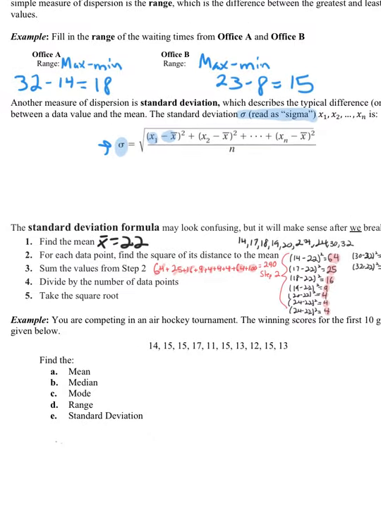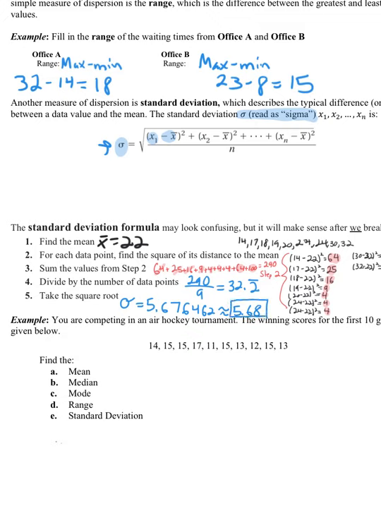Step 4 says divide those by the number of data points. So now I'm going to take my 290, and there were 9 data points, so I'll divide by 9. And I get 32.2 repeating. And then I'm just going to take the square root of that. And that's the last step. And I end up getting 5.676462. And we'll just go ahead and round to the nearest hundredth. We'll say 5.68. All right, rounding to the nearest hundredth would be our standard deviation.